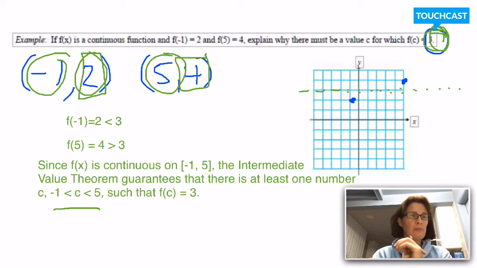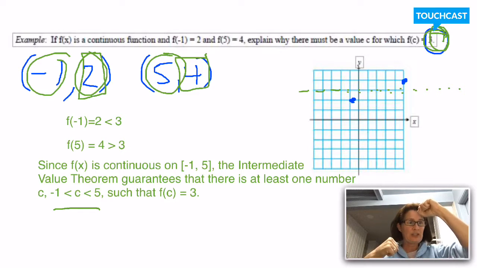What I want you to do is to remember to focus on: is there a target output value that you're interested in proving the existence of? And can you find two ordered pairs on your function, one which is higher than and one which is lower than that target output value? And I'm going to suggest that you make a picture and then compare your picture to what we did here.